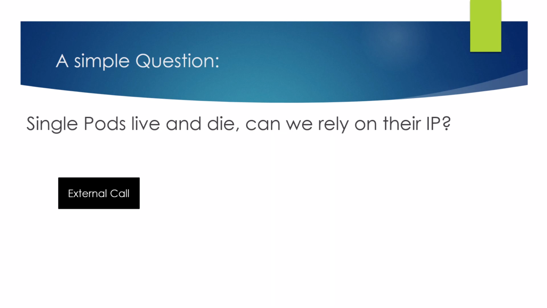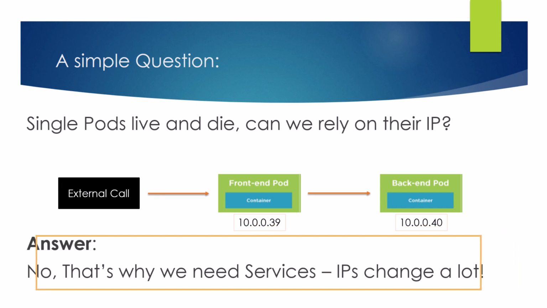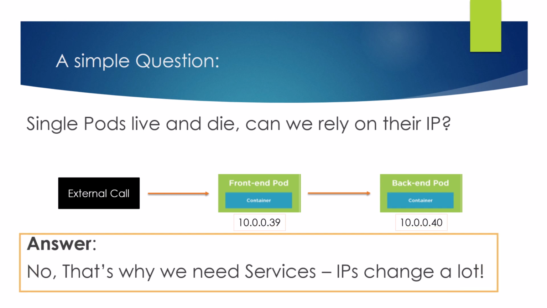Let's say that we have an external caller, and that calls into a front-end pod with an IP address and a container, and then that calls some backend pod. Well, what if one of those IP addresses changes because the pod goes down and has to be replaced? The answer to this question is no, we can't rely on the IP address of a pod. That's why we need services. IP addresses change a lot as pods change.